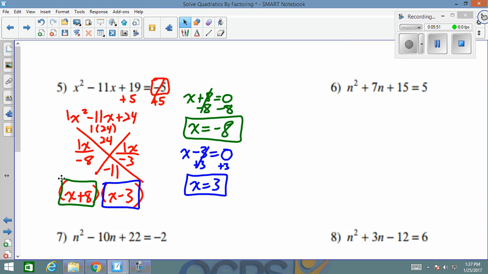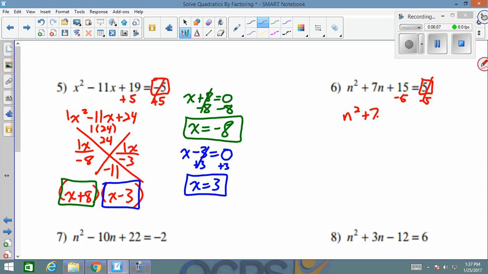Alright, we're going to try to do the next one. This 5 is on the right-hand side. Anything on the right, we must move to the left first. So since it's positive, we're going to put negative 5. And we're also going to put it up to the 15, because remember, numbers go with numbers. So this cancels out. So we get n squared plus 7n plus 10.